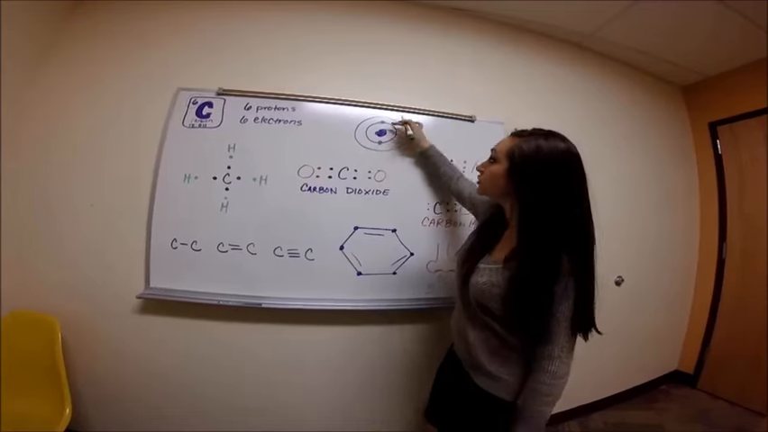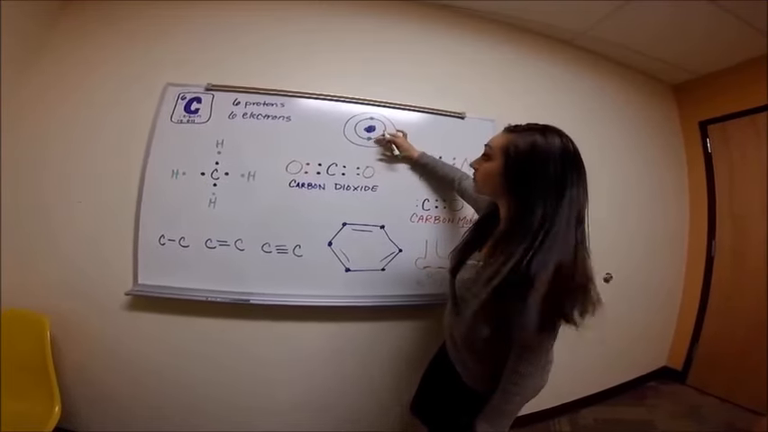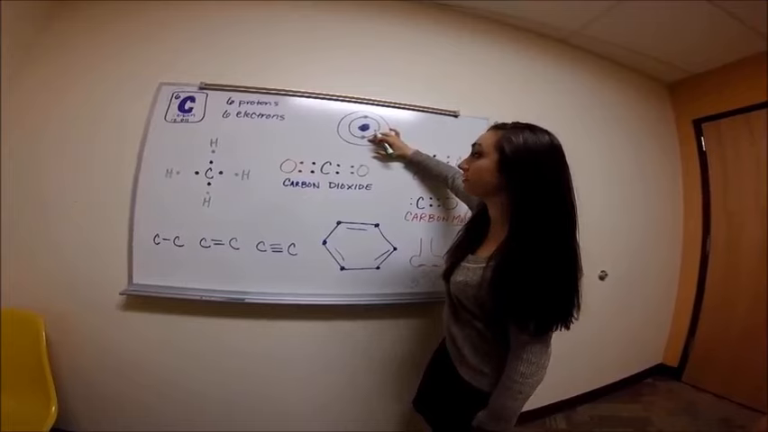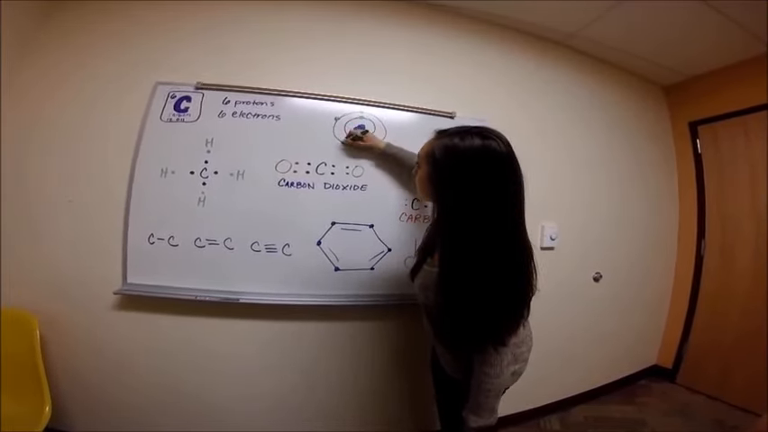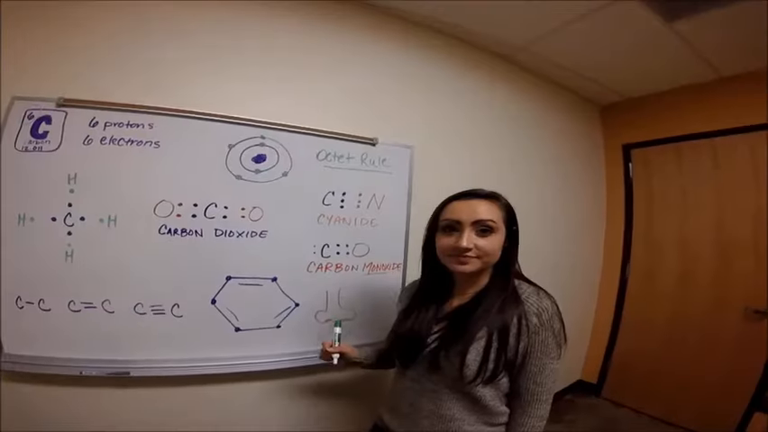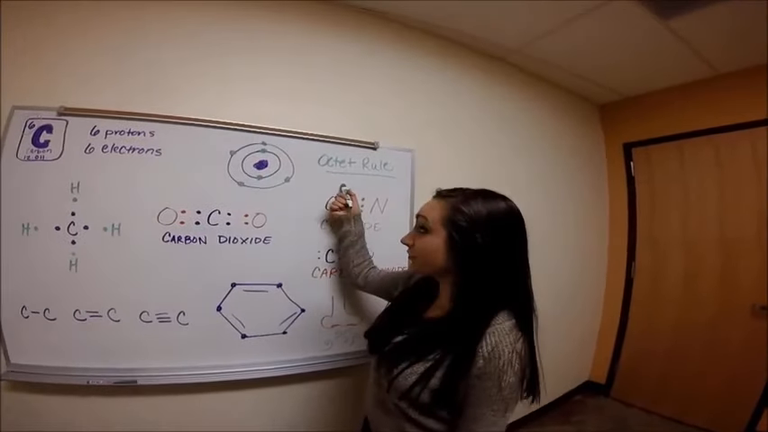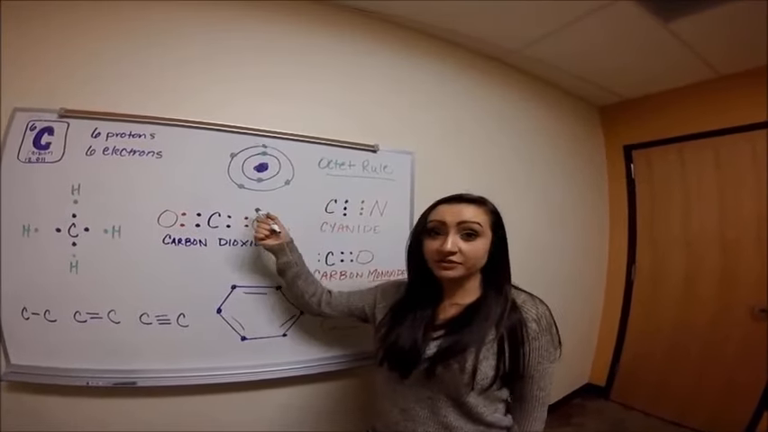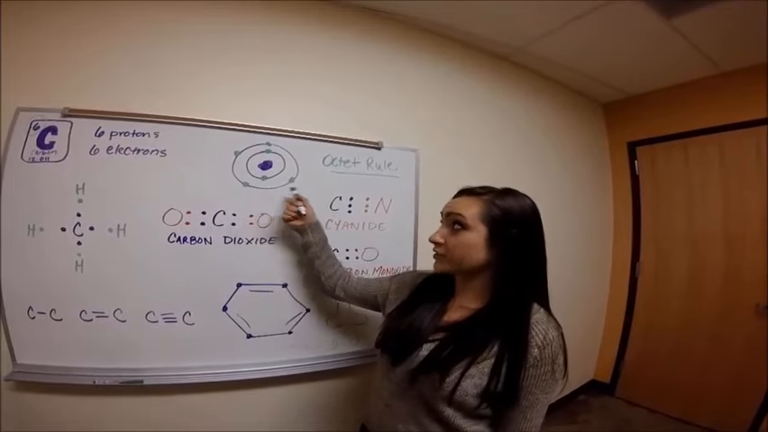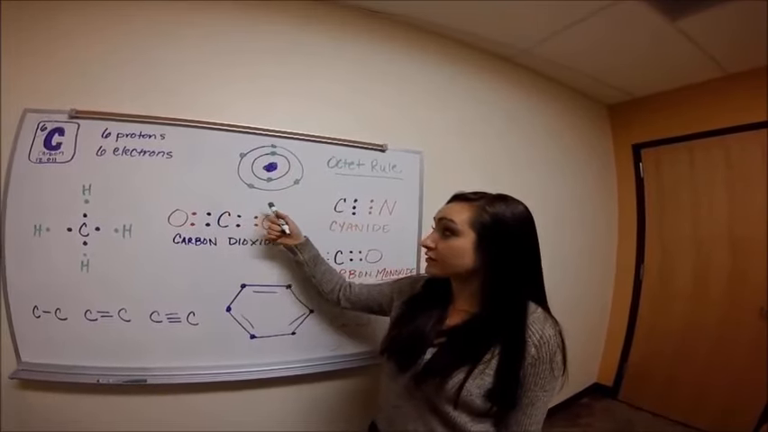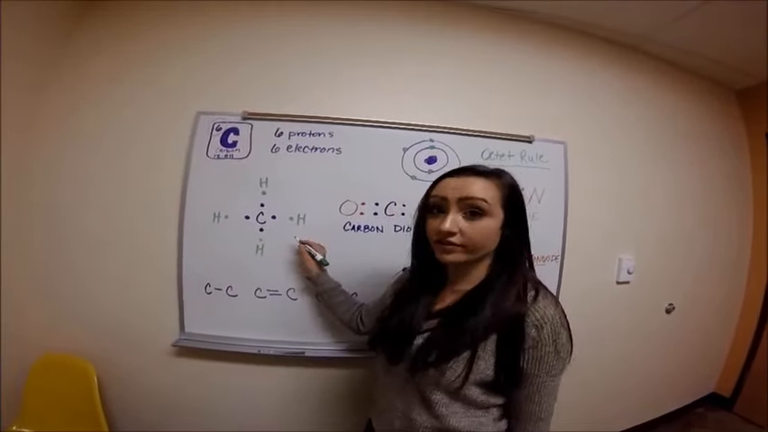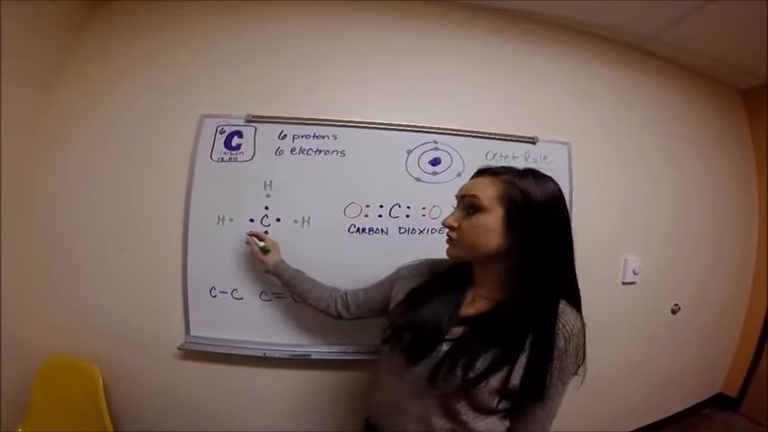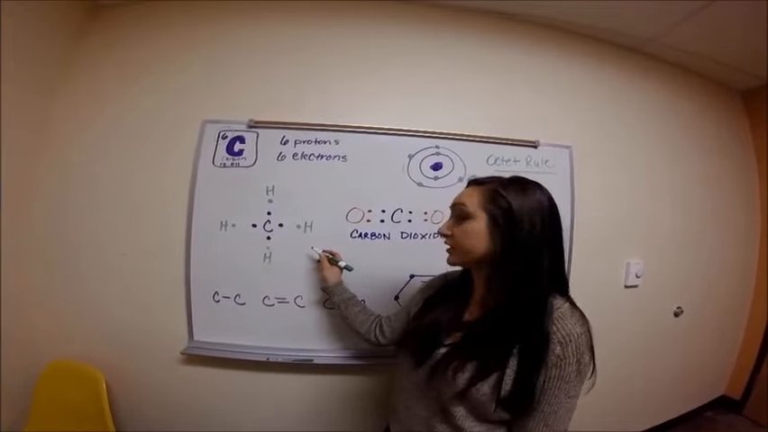Carbon has 2 electrons that take up the inner shell in the orbitals, which leaves 4 electrons in the outer shell. According to the octet rule, the outer electron shell wants to be filled with 8 electrons. Because carbon only has 4, this allows carbon to bond with 4 other elements in what we call covalent bonds. Covalent bonds are when 2 elements share electrons in order to complete the octet rule.